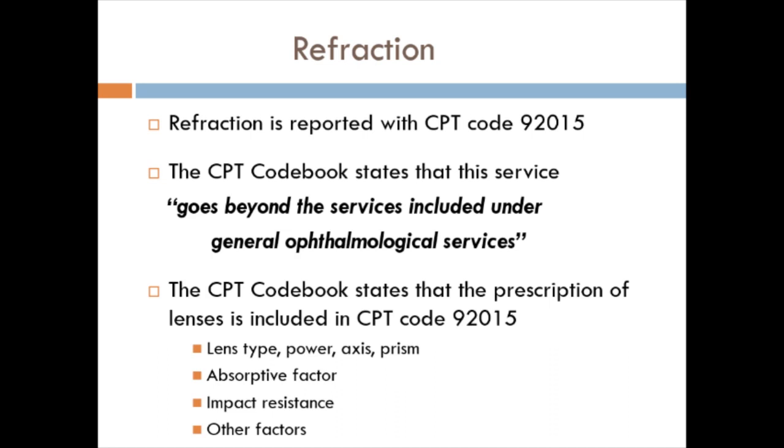You need an ophthalmoscope and an occluder, and you can perform a comprehensive exam, 92004. Now, you can't really figure out everything that's wrong with the person until maybe you start running some tests. And the very first test that practically every optometrist does is to order a refraction.